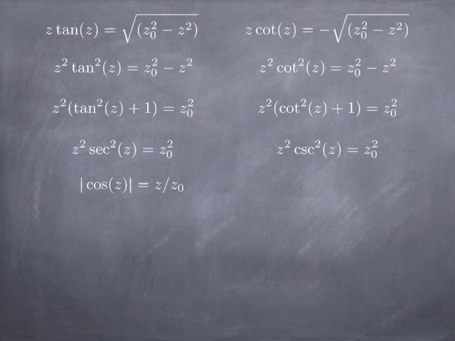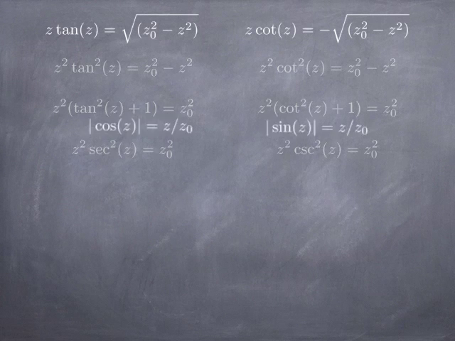So I can solve those guys, take the square root, and I get the absolute value of cosine is z over z0 for the even states. I get the absolute value of sine is z over z0 for the odd states. We have to take care, though, because when we did the squaring and the square rooting, we lost some sign information. That is one drawback of this approach. But it's easy enough to figure out.